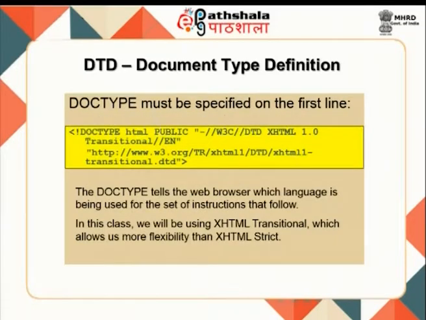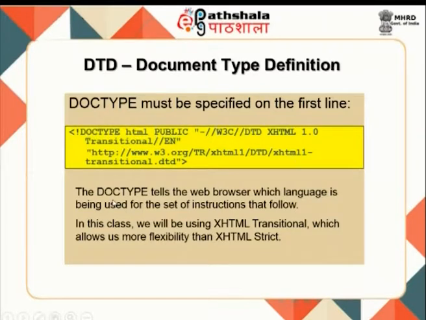So, the doctype has to be specified on the first line, and here you can see that the type of document you are creating is an HTML, which means it is an XHTML document. You say that it is public because you are going to use it from the outside, and then you say that the doctype you are going to use is the transitional doctype. So here you give a URL and say that it is a transitional DTD, which means this document has to follow the rules given in a transitional DTD.